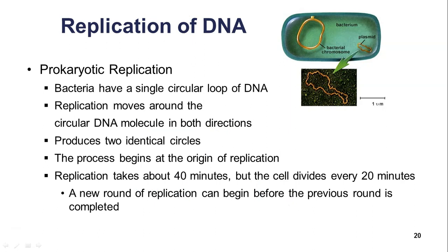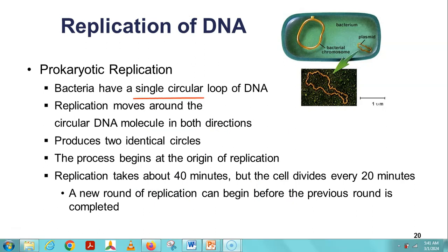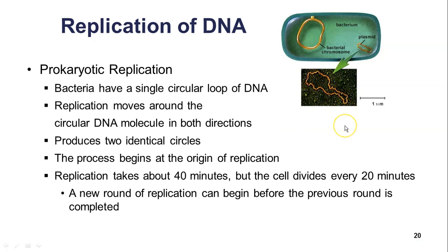Okay, so moving on, there's a difference between prokaryotic and eukaryotic replication. Prokaryotic replication, let me highlight a few things here. It's a single chromosome, okay? Replication moves around the circular DNA in both directions, so it goes this way and this way, around in a circle, proceeds in both directions, produces two identical circles, and the process begins at the origin of replication. It takes about 40 minutes, but the cell divides every 20 minutes, okay? So a new round of replication can begin before the previous round is even completed. And of course it happens quicker because there is less DNA than we have.